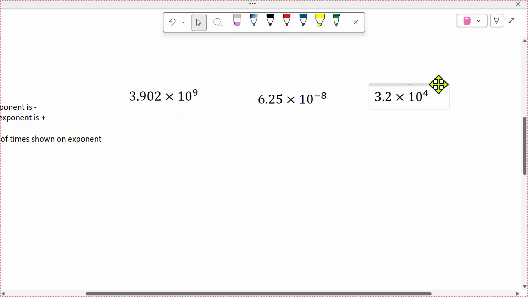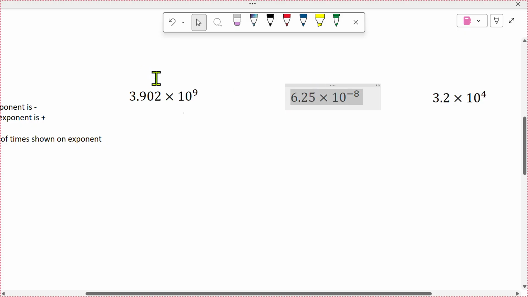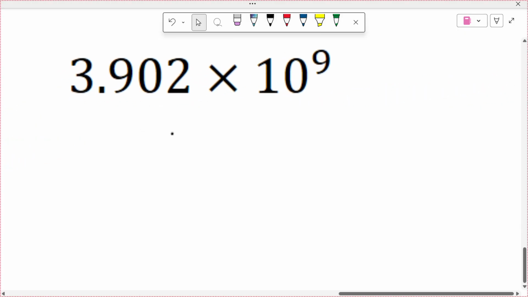So I will convert these three numbers real quick, then I'll pause the video. I think I'm going to split this into two videos, one for converting between the two forms, and then one for multiplying and dividing.